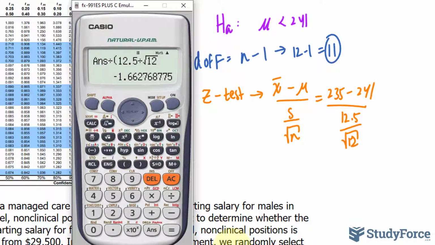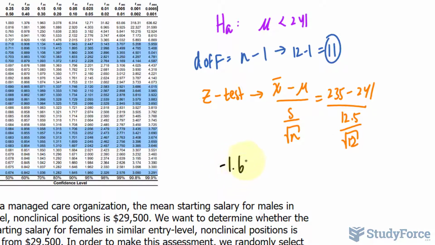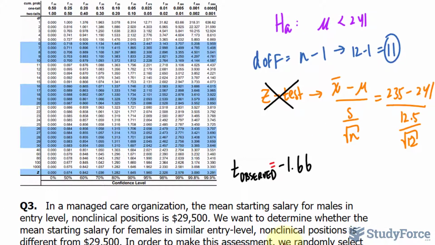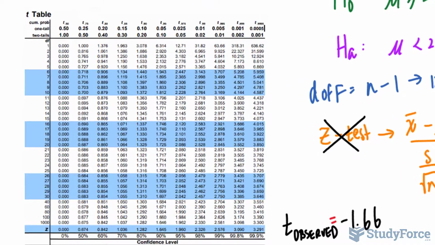Let's write this number down. We have negative 1.66, and this number is referred to as our t observed value. And to prevent further confusion, if it's already confusing you, we're not doing the z-test, we're doing the t-test because n is less than 30. So t observed is negative 1.66. We'll be using this value along with this table to find the t critical value, and we'll compare the two.